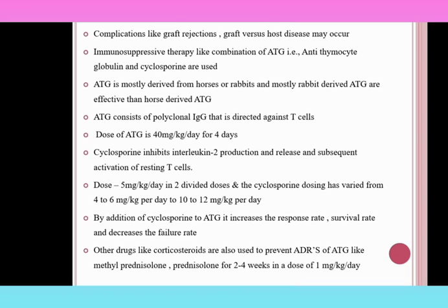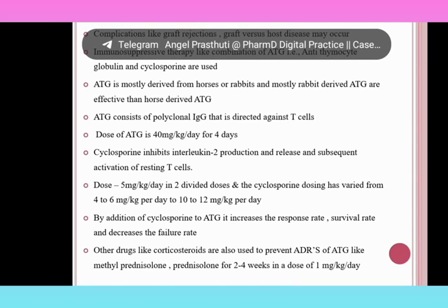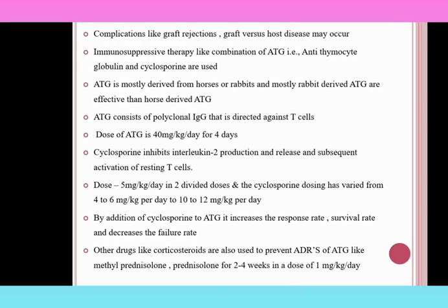Cyclosporin also acts against T cells. The dose of ATG is around 40 mg per kg per day for 4 days. And cyclosporin works by inhibiting interleukin 2 production and release, and the subsequent activation of resting T cells is also inhibited. That is the mechanism of cyclosporin.